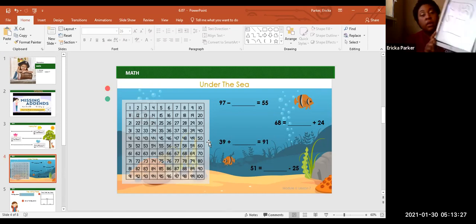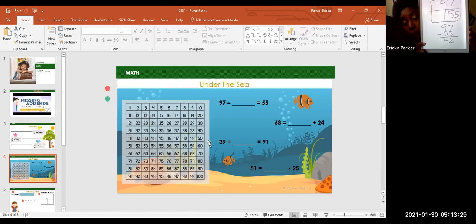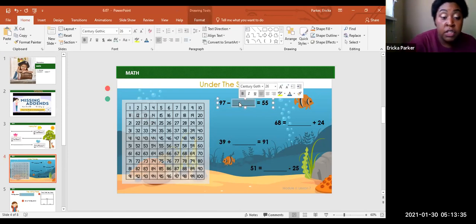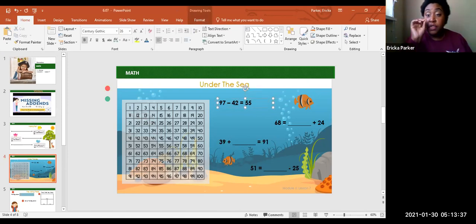Okay, so the answer I got was 42. So your answer should be 42. If you did not get 42, that means that you did not do your math correctly. This is not a problem that needs to be regrouped. You do not need to regroup for this particular problem.